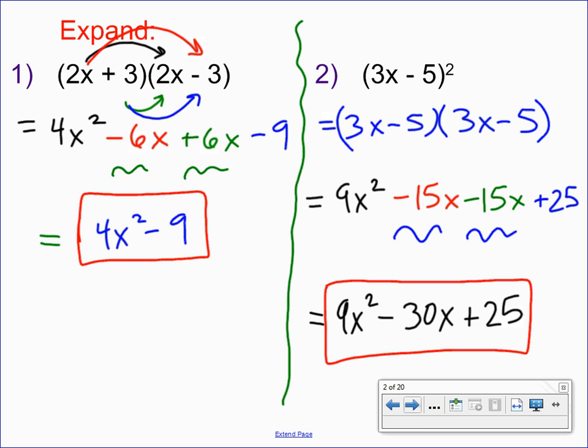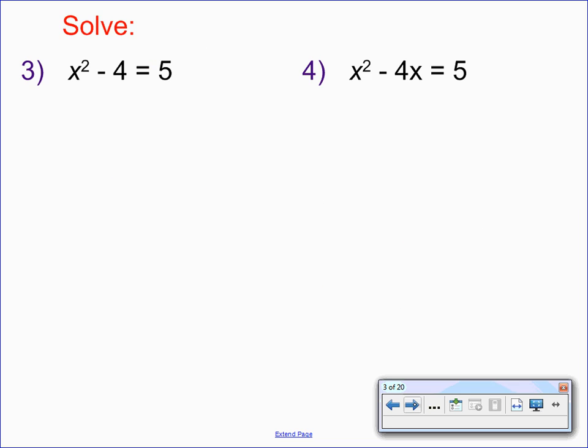What questions do you have about your binomial expansion? It's just fancy for multiplying out those two-term polynomials. Great. Let's go ahead and solve then.